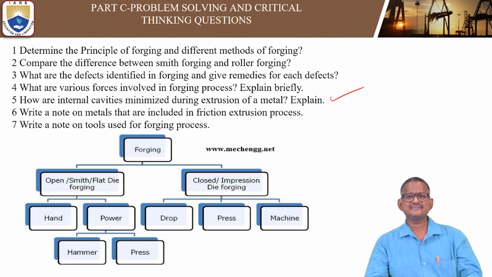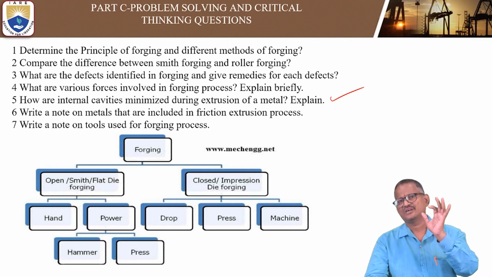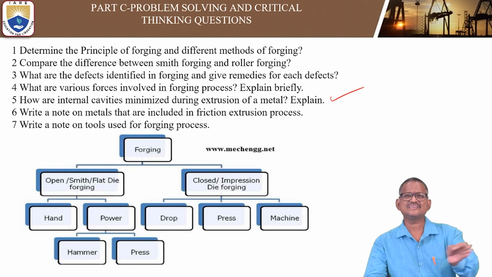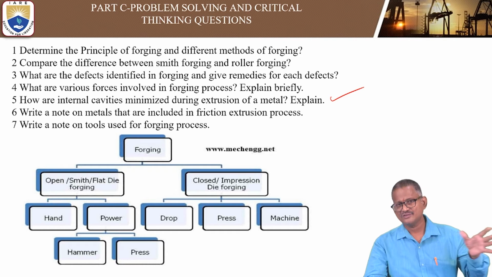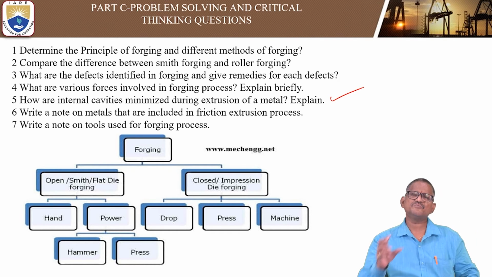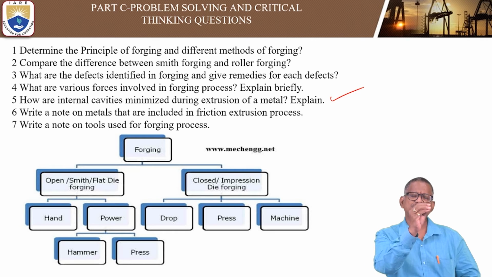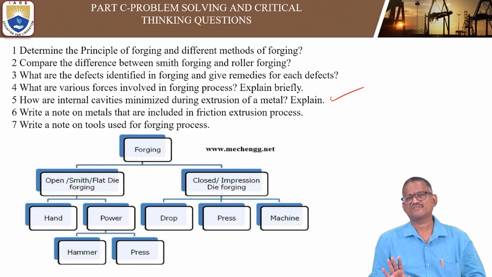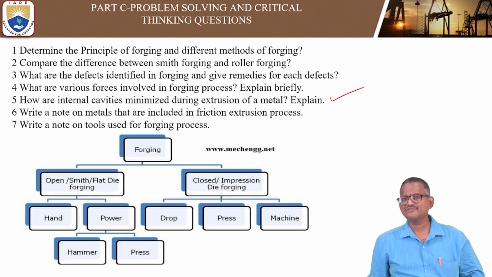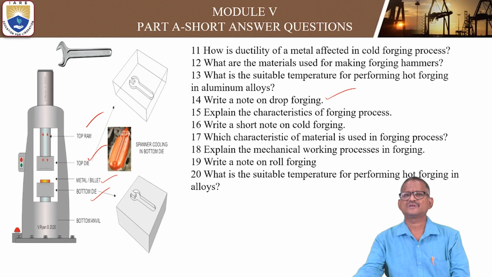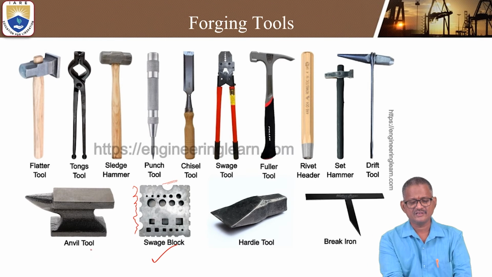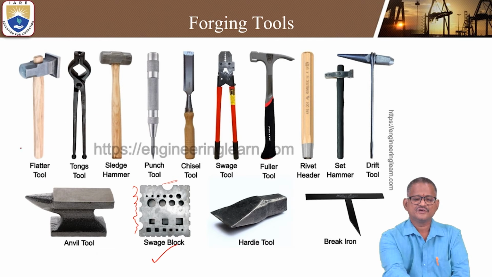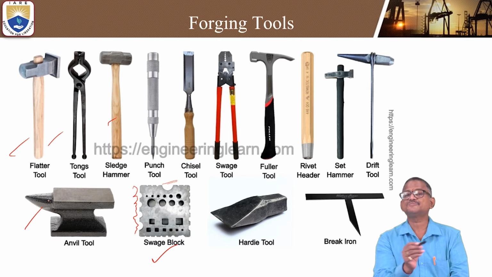Another interesting question is: write a note on tools used for forging process. Here you can specify in general. Write a note on tools used for forging. You don't need to write all the tools, just some basics. If you select the Smith forging process, what type of tools are required? In a Smith forging process, you can have an anvil, a flattener, a sledgehammer, and tongs. These four are sufficient in Smith forging.